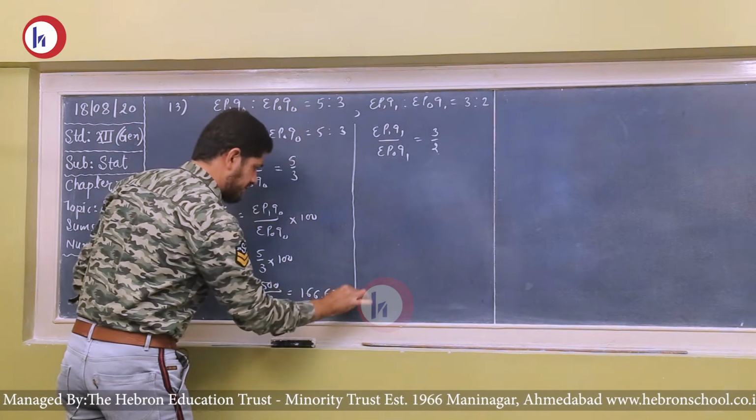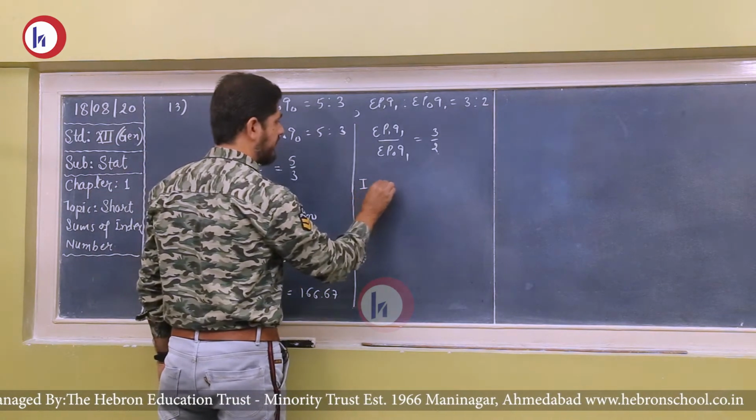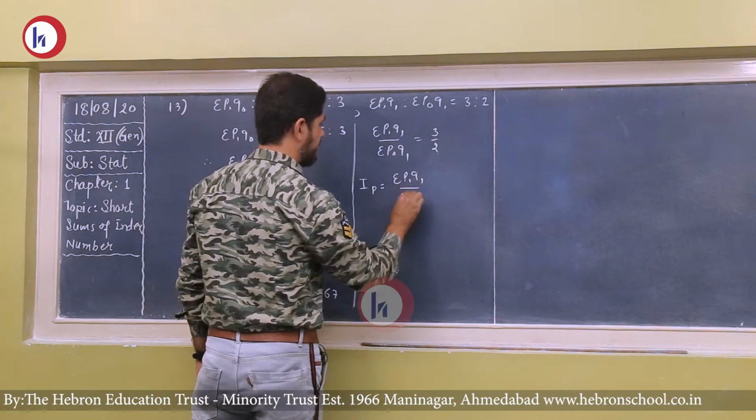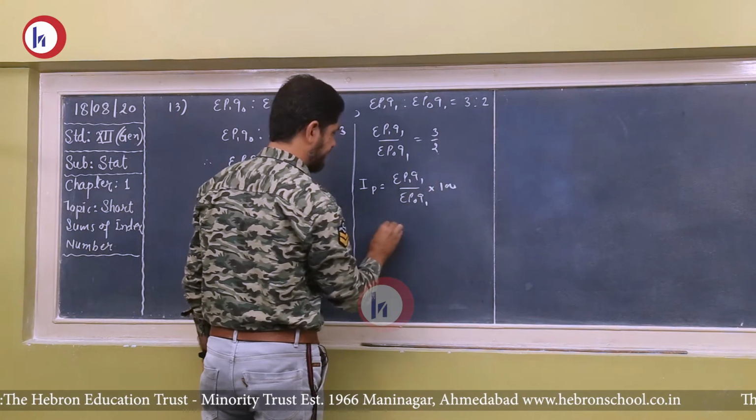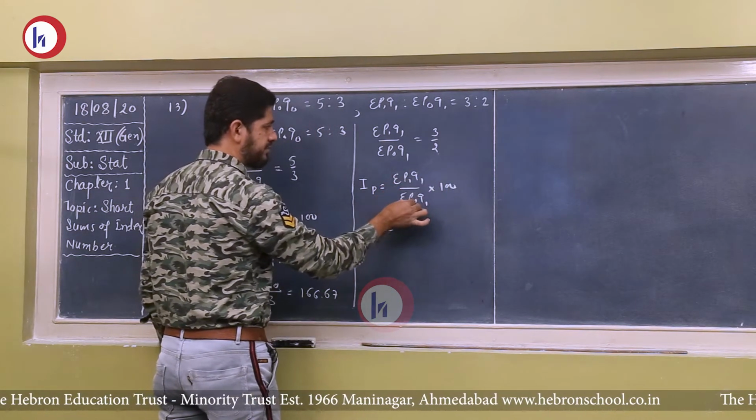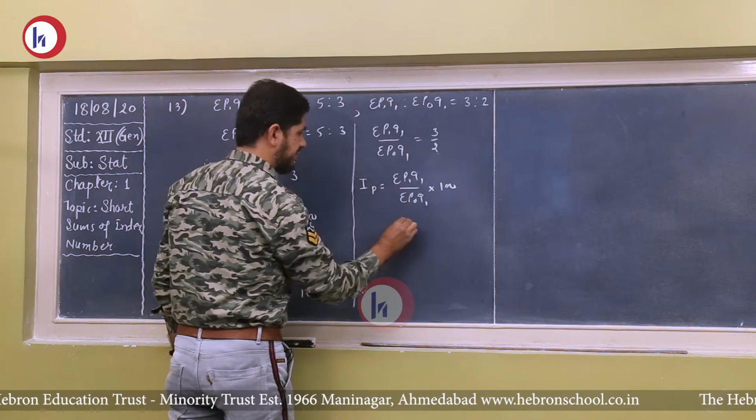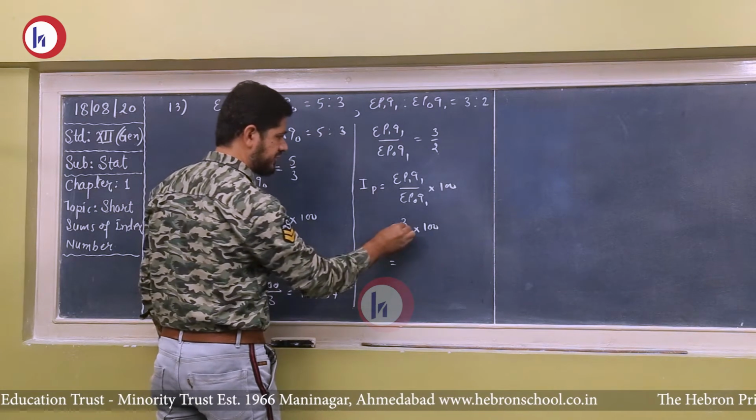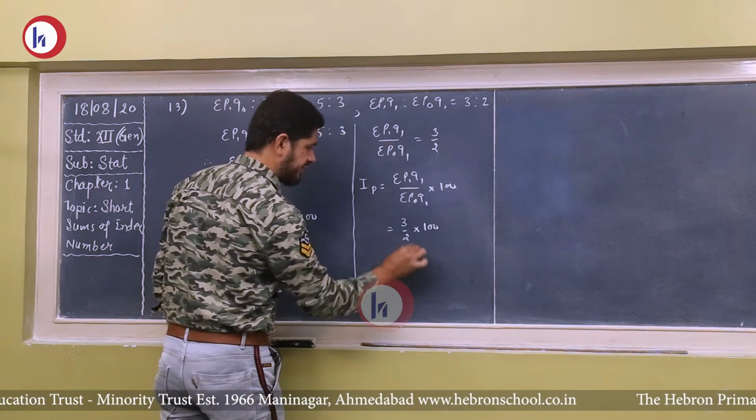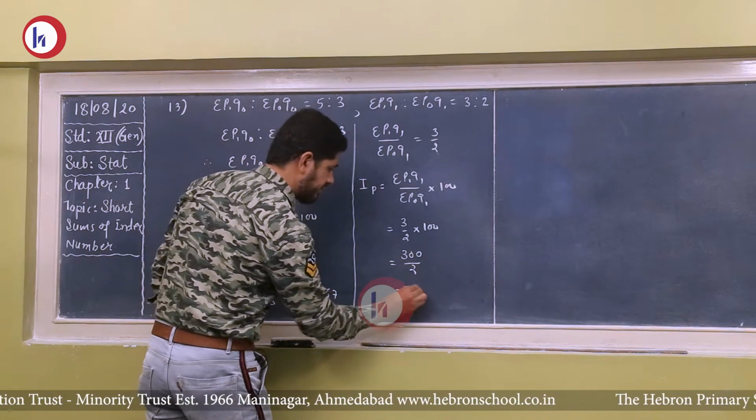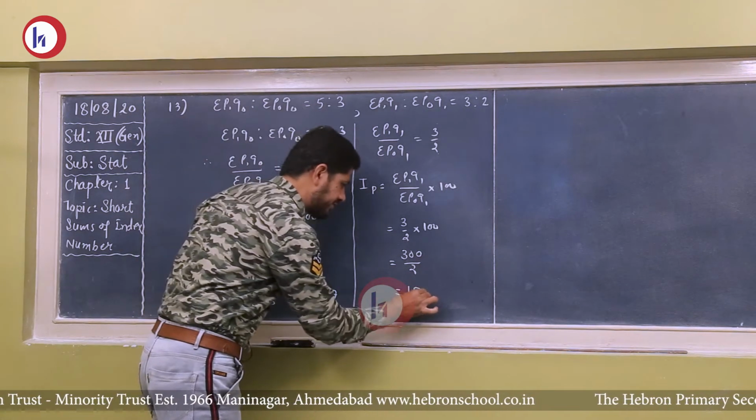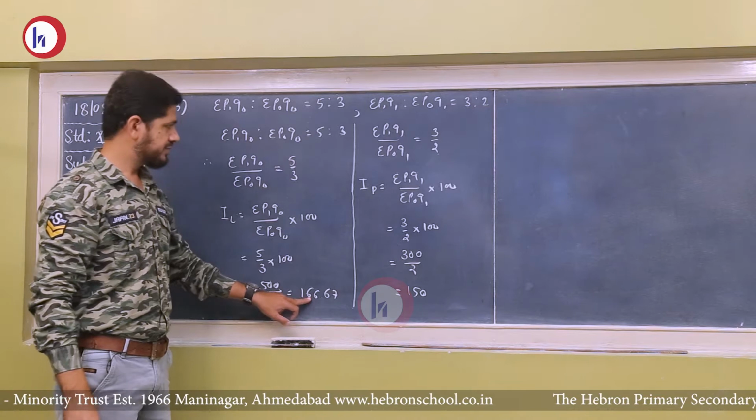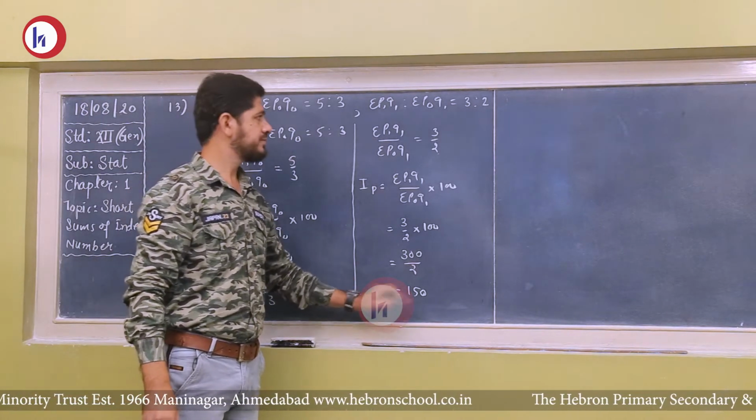Now the formula of IP, Paasche's, is sigma P1Q1 upon sigma P0Q1 into 100. The value of sigma P1Q1 upon sigma P0Q1 is already given, that is 3 upon 2 into 100. 3 into 100 is 300, divided by 2, and the final value will be 150. So this is the index number of Laspeyres and this is the index number of Paasche.